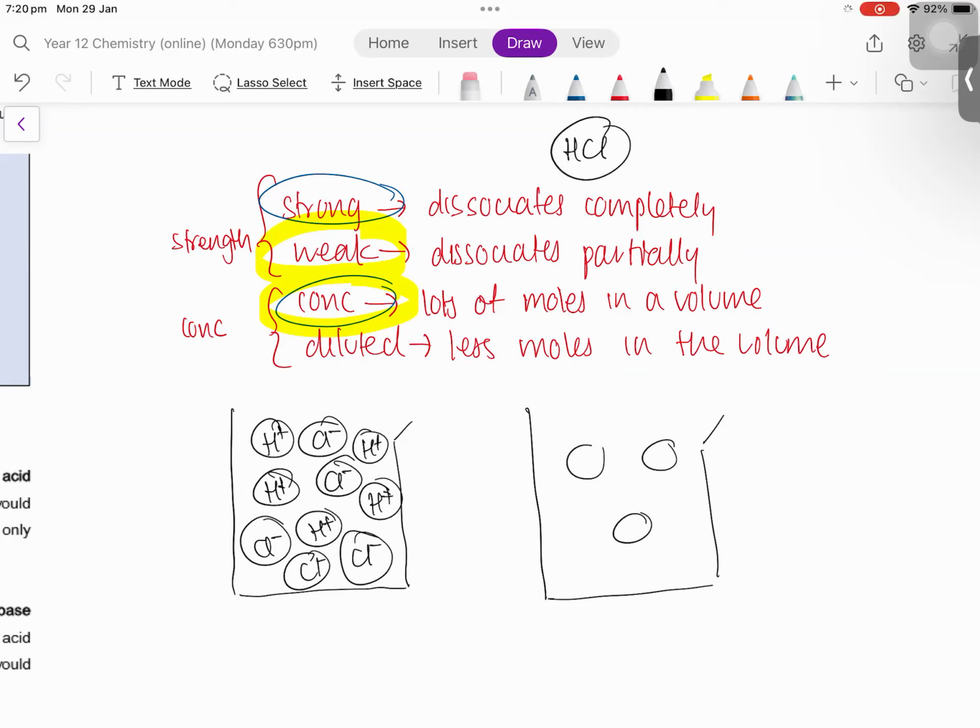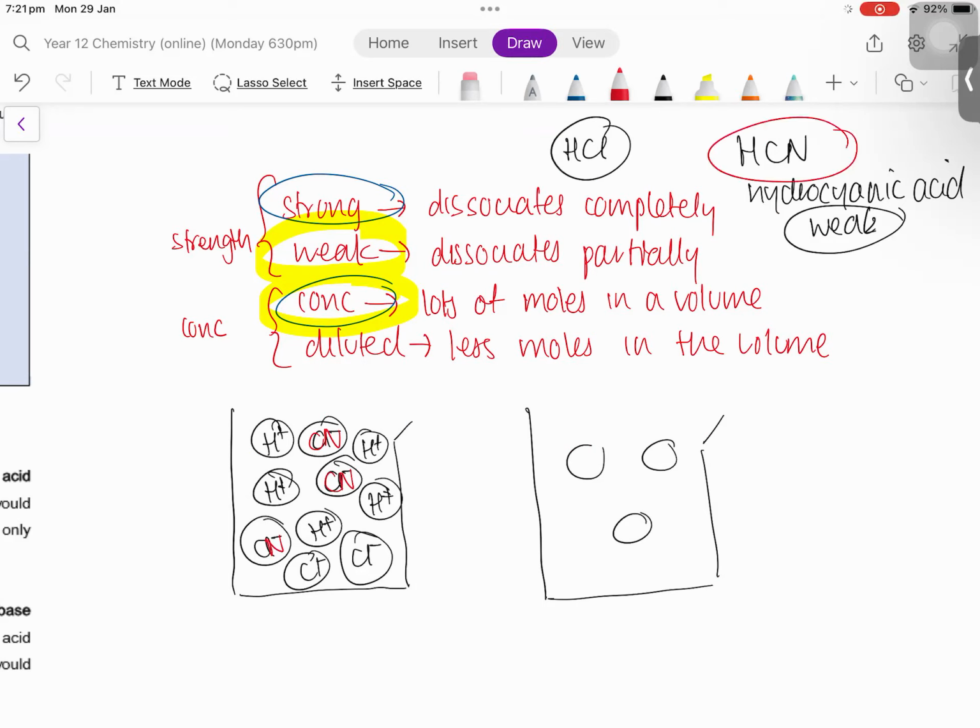Things like that. And then if you had something like HCN, I've shown you this once or twice before. HCN is hydrocyanic acid and it's weak. If it's concentrated hydrocyanic acid, I have a lot of bubbles, but because it's weak, I'll turn this into CN minus. And because it's weak, not everything breaks apart. So I'm actually going to replace some of these ions in here with HCN bubbles, because it hasn't fully broken apart yet.